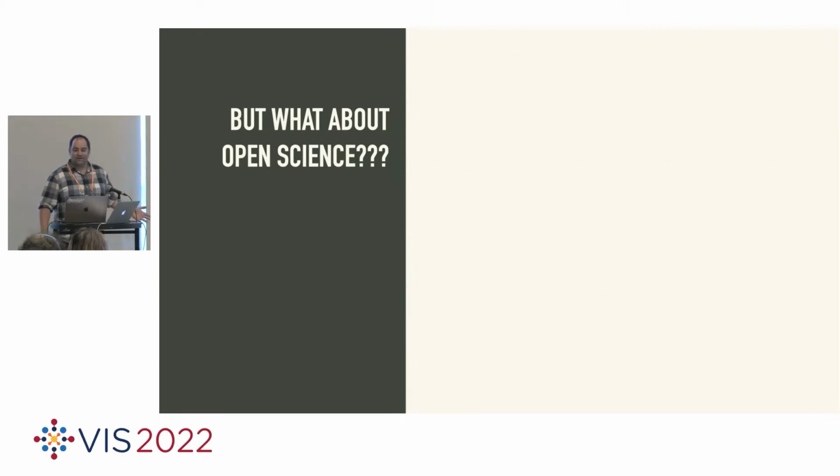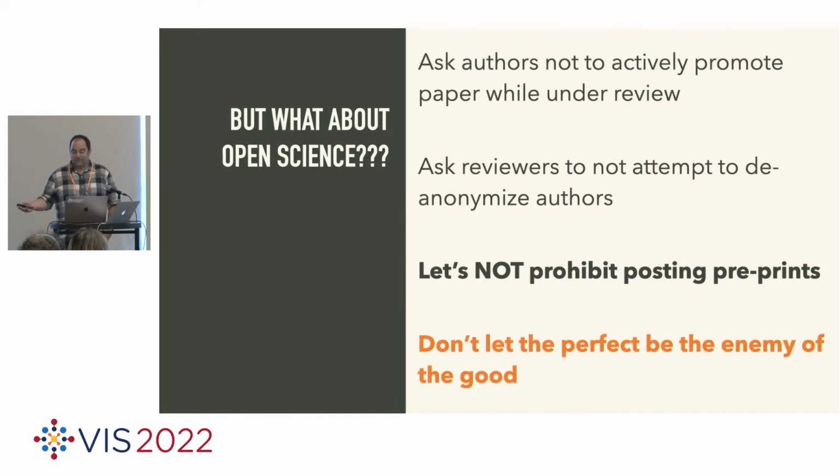What about open science? That's the next question that people usually ask. Well, obviously, that is something we have to think about. But I think it's actually another case of don't let the perfect be the enemy of the good. So, for example, we can ask authors to not actively promote papers while under review. And we can ask reviewers to not attempt to de-anonymize authors, right? Just don't Google the title. That is okay. And I would also argue that we should not be prohibiting posting preprints because we want to enable open science, right? So I think we can manage this and we can have a little bit of faith in our reviewers and in our authors.